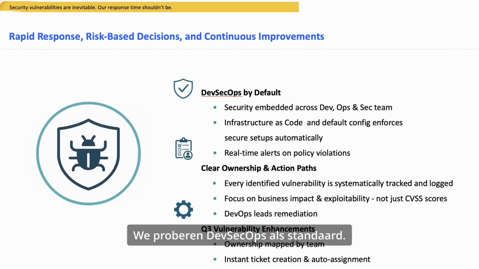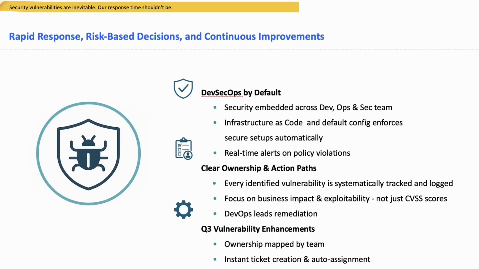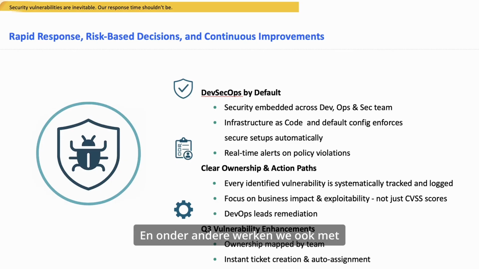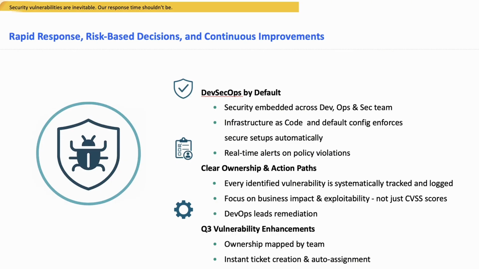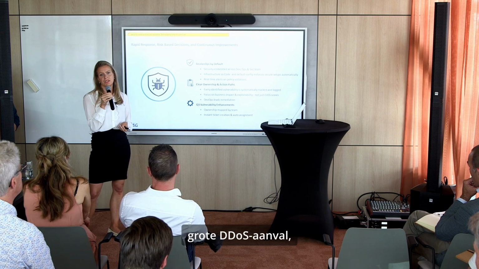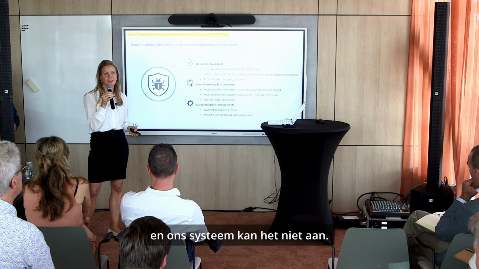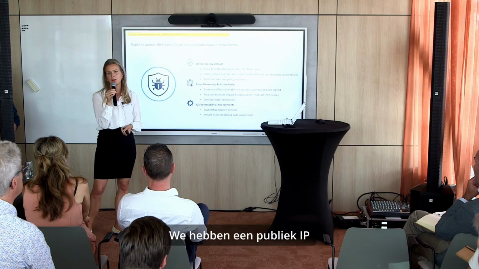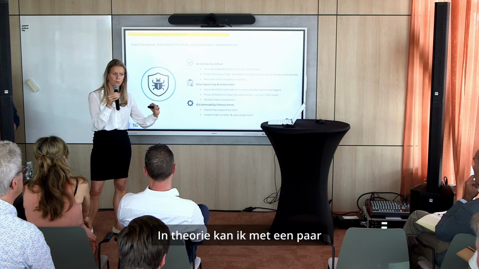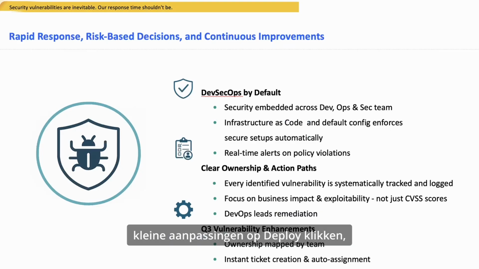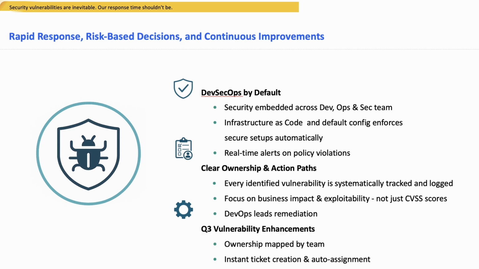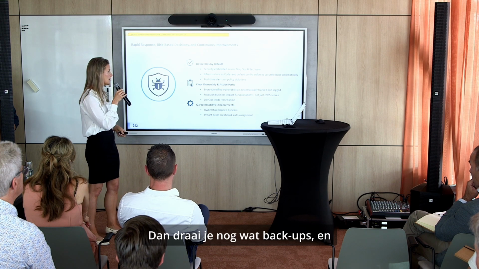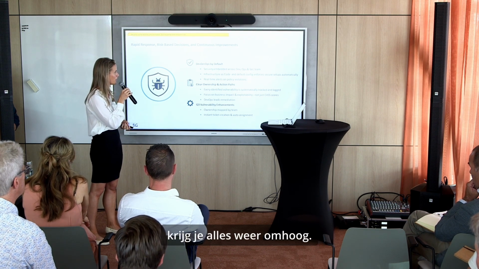So we try to do DevSecOps by default, and among other things, it's also infrastructure as code. Say, in the case that we have a huge DDoS attack, and there's no way our system can handle it. It's crazy. We have a public IP kneeling on the floor. In theory, I can do very few changes, click deploy, and we will have a copy of that system, that infrastructure, up in a different location, for example. And then you run some backups on top, and you get things up again.